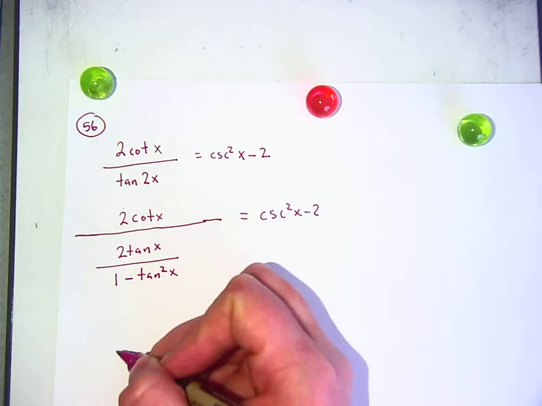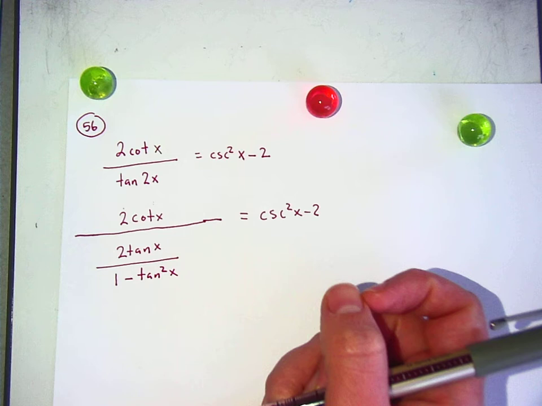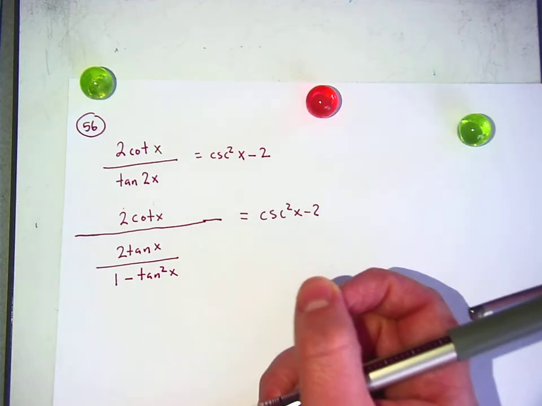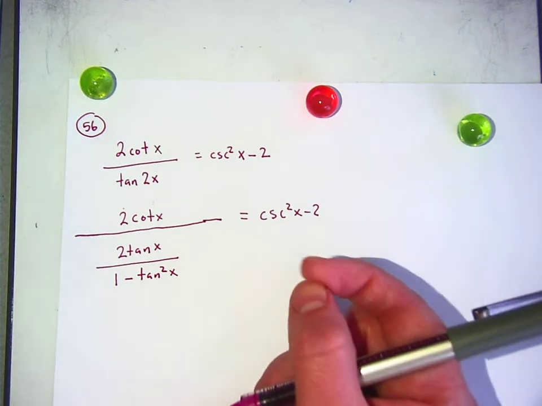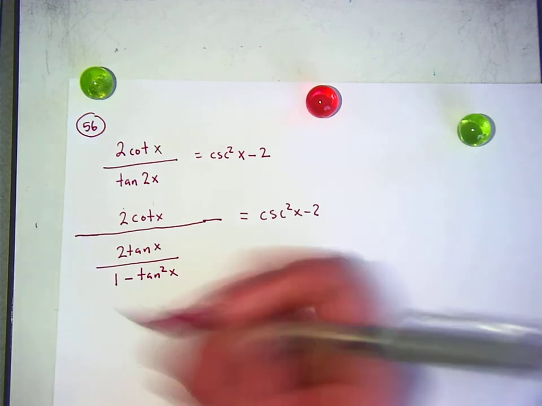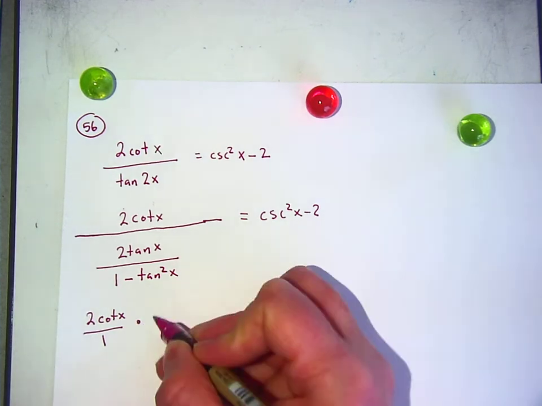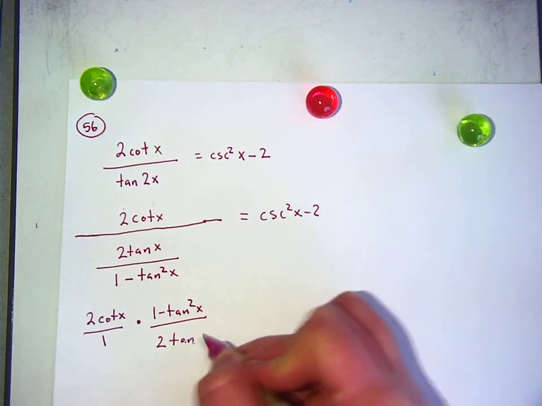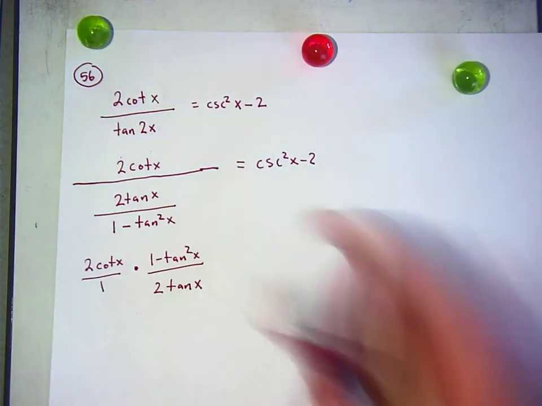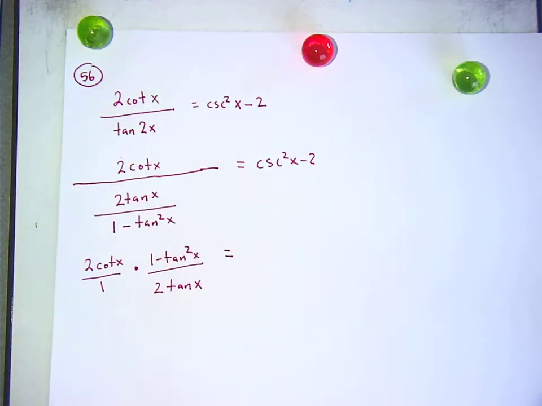Cool. What did you do? I didn't switch it into x's and y's. I did 2 cotangent times the reciprocal of 2 tan over 1 minus tangent. Okay, so let's start there. 2 cotangent x over 1 times 1 minus tangent squared x over 2 tangent x. So basically, all we've done so far is change this big dividing into a times and flip the second one. I definitely think we should take out those 2's.